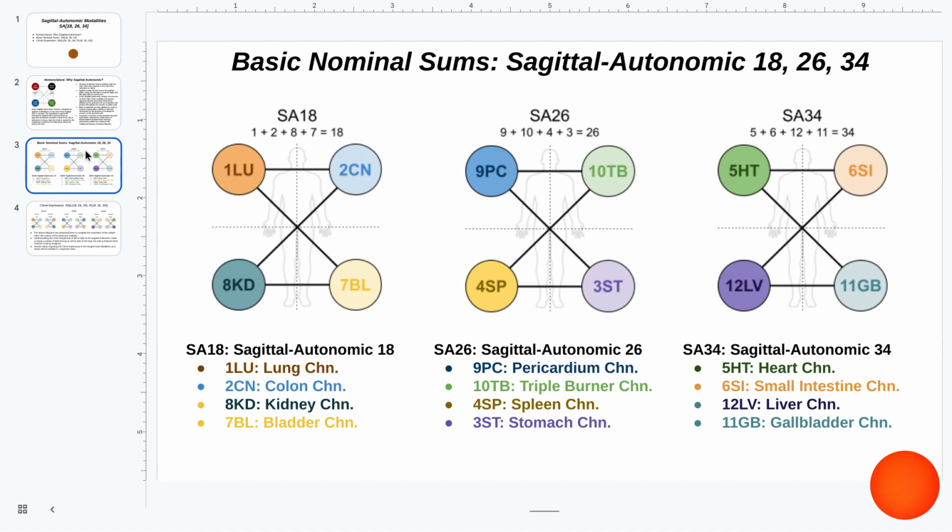Sagittal-autonomic 34 consists of the heart, small intestine, liver, and gallbladder vessels labeled for their nominal equation 5 plus 6 plus 12 plus 11 equals 34.